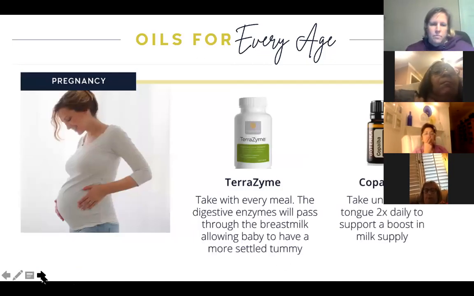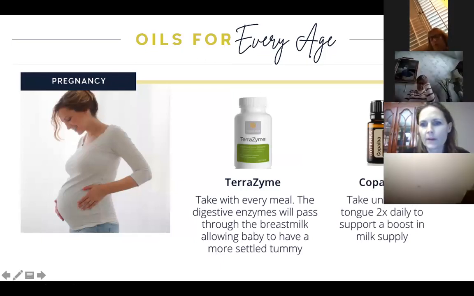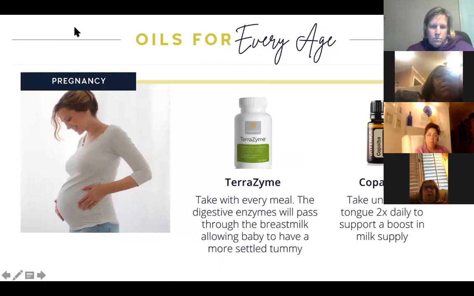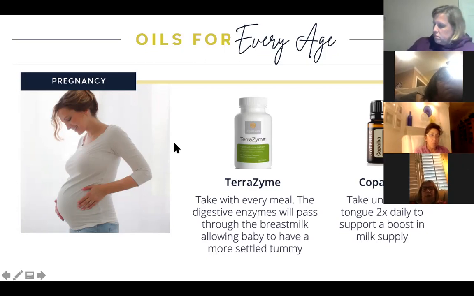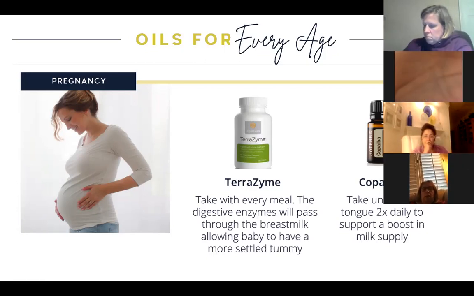So pregnancy. Pregnancy is a great opportunity for us to be using our essential oils. One recommendation that I always make is to always take the partnership of your doctor or healthcare professional when you are pregnant, especially if you're going to be introducing anything new. We always want to be careful if we're introducing anything new.